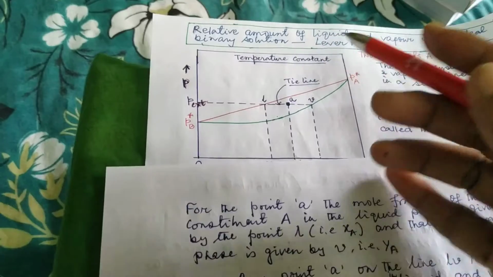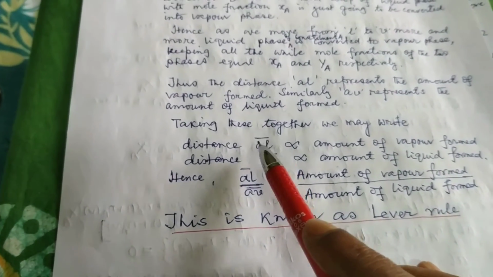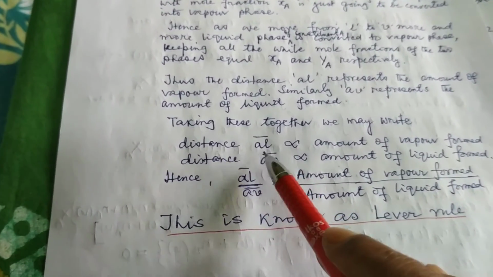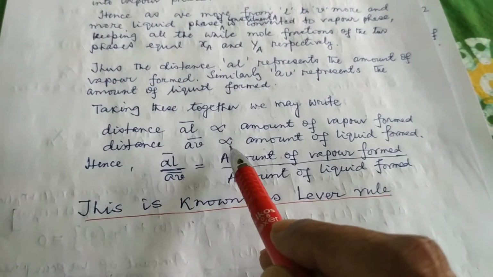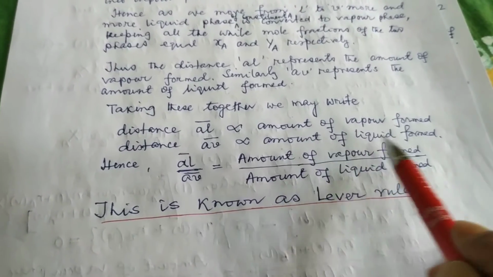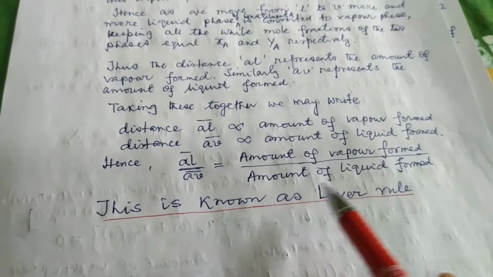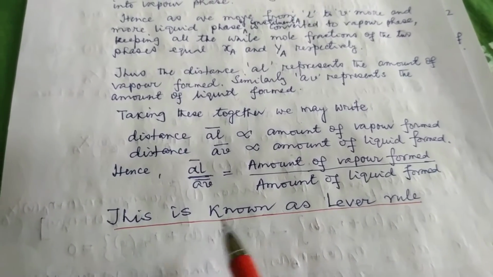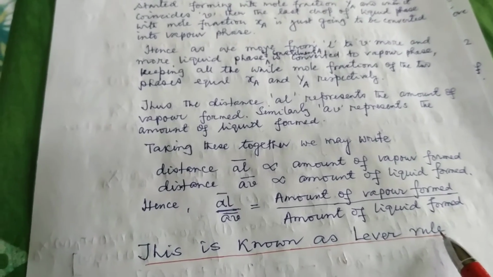Okay. Hence we can write AL bar, the bar means it is the length, is proportional to amount of vapor formed, and AV bar is proportional to amount of liquid formed. So this is the amount of vapor formed, this is the amount of liquid formed. Hence AL by AV is the amount of vapor formed by amount of liquid formed. This is known as the Lever rule. So this is the qualitative derivation of the Lever rule.